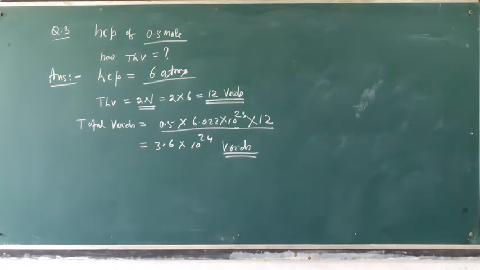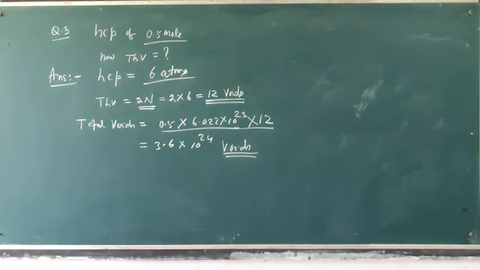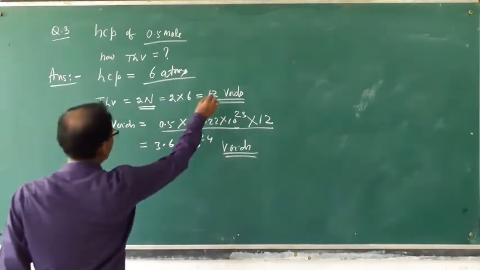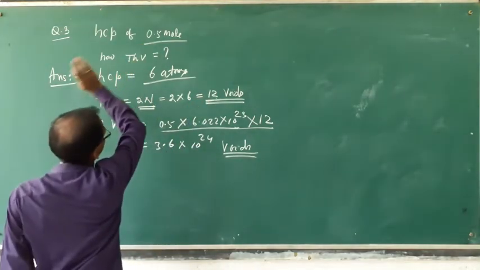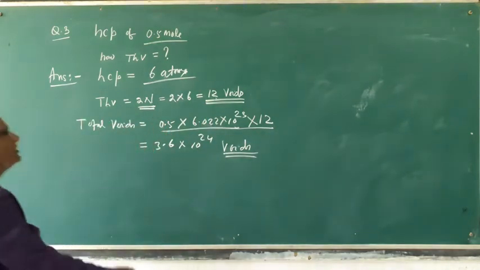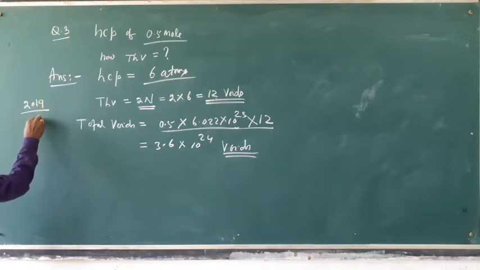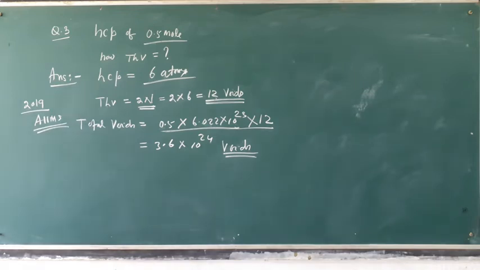Okay? So for hexagonal close packing, 6 atoms are required, so the total number of voids will be 12 for 0.5 mole. So it will be 0.5 mole into this much into 12. This is the number of voids. This is your 2019 last year AIIMS question. Okay?